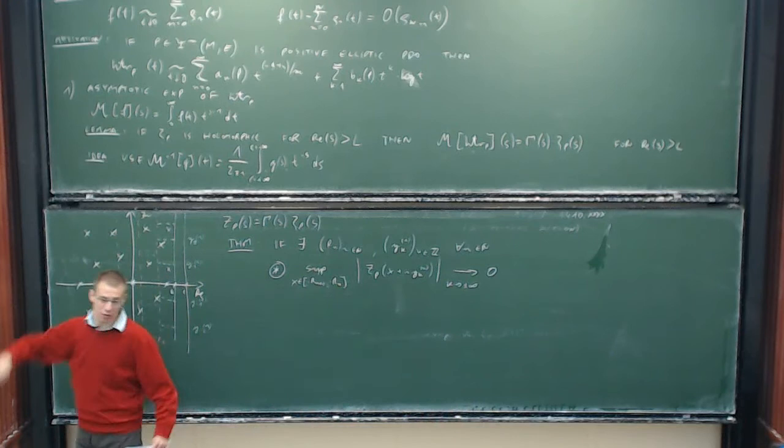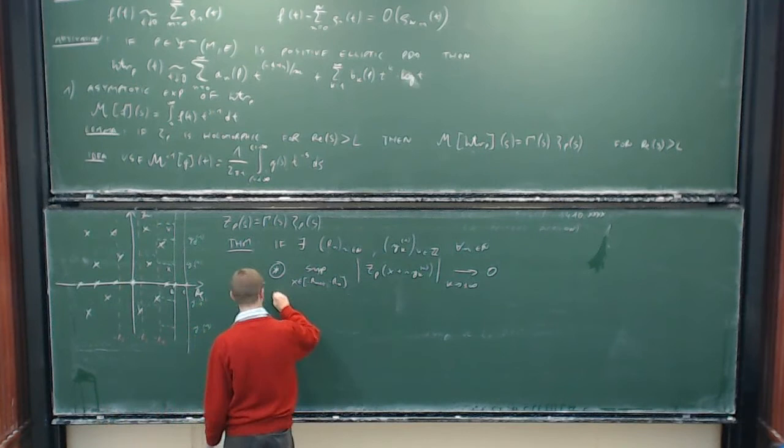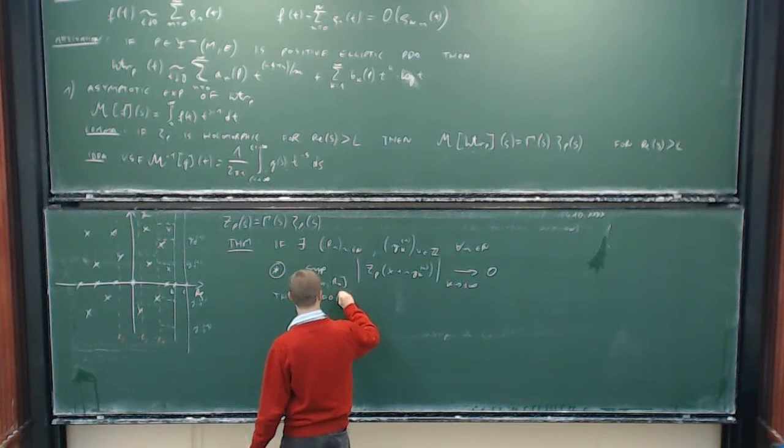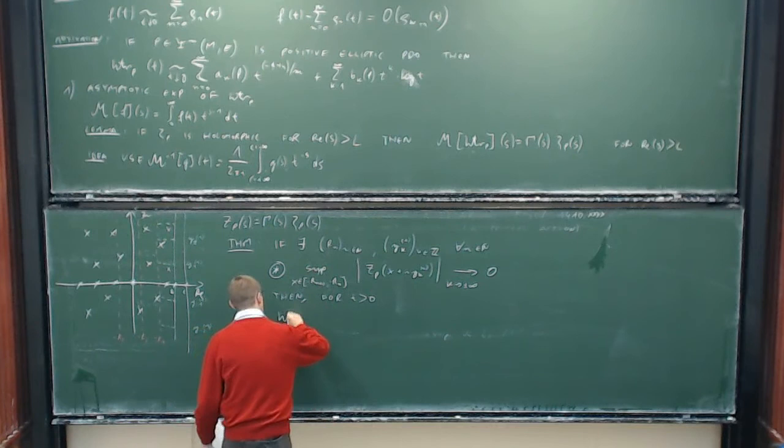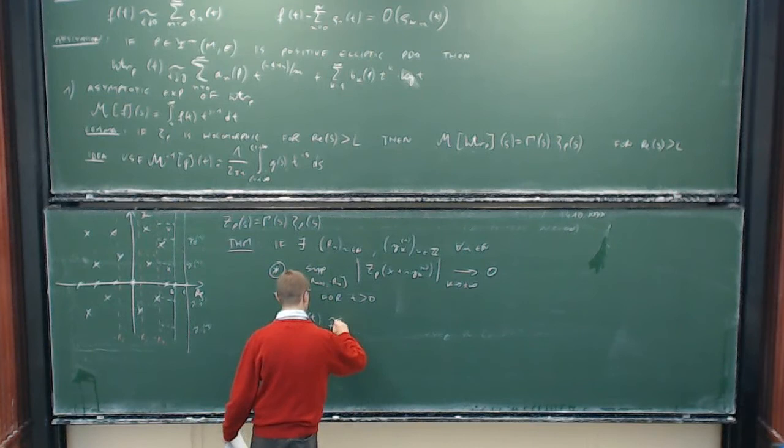And then, for any t greater than zero, you have an asymptotic expansion of your heat trace as t goes to zero. So there exists an asymptotic expansion.